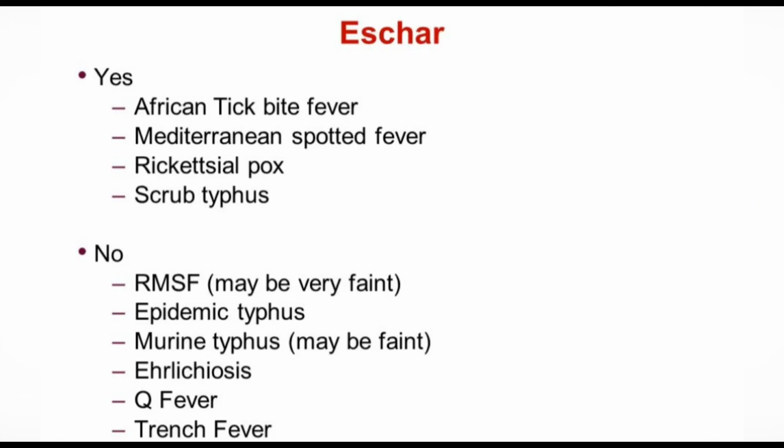Next slide is summarizing the scars that are present in different types of lesions. If we say the scar or the crust, this is the feature of African tick bite fever, Mediterranean spotted fever, rickettsial pox, and scrub typhus. So this is a little clue to make your diagnosis. Whenever you find the crust, these four things should come to your mind about the rickettsia subtypes.